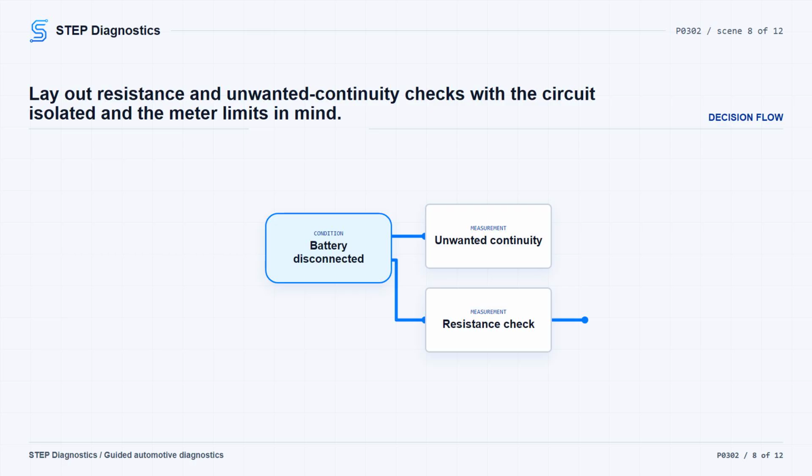Reverse the DMM leads and recheck. The resistance reading should not change unless the circuit contains a semiconductor. If it does change, the test result is not valid. To check for unwanted continuity to ground, disconnect both ends of the suspect circuit and measure to ground. Resistance should be greater than 10,000 ohms. To check between two unpowered circuits, disconnect both ends of both circuits and measure between them.